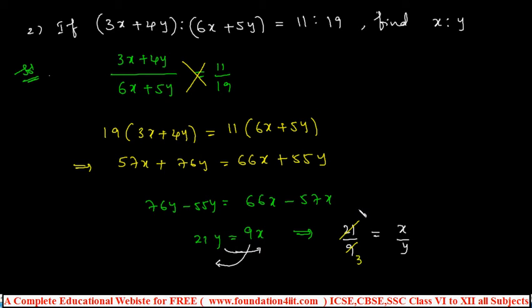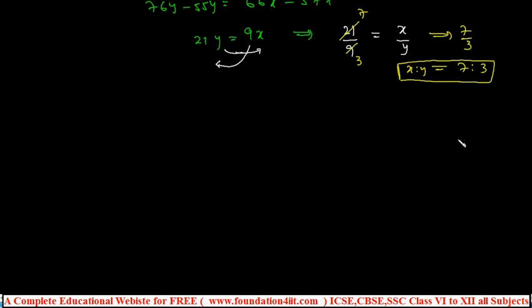3 3s are 9, 3 7s are 21. So from this, 7 divided by 3, that is equal to 7 is to 3. So x is to y is equal to 7 is to 3. We can write this, we can confirm this. Okay, in this way we can solve this type. And let us see one more.